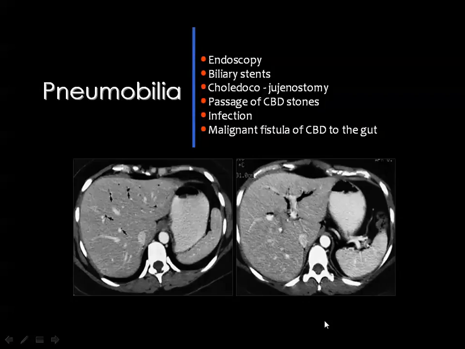radicals. Then detection of air inside the biliary system is known as pneumobilia, and pneumobilia is usually the sequelae of previous endoscopy or the application of biliary stents or surgery doing choledochojejunostomy, for example, or the passage of stones from the common bile duct into the duodenum, and also may be the sequelae of infection, and finally malignant fistula between the biliary system and the gut may lead to the leakage of air inside the biliary system.